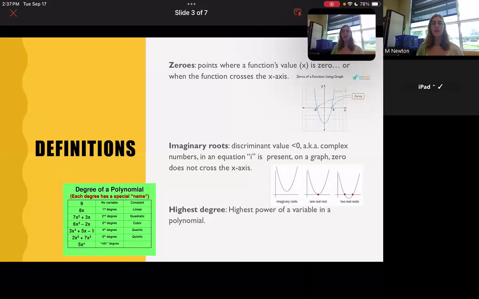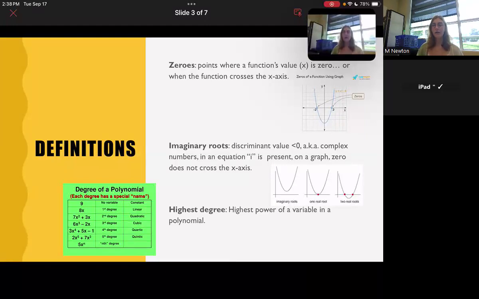And then another term is imaginary roots. Technically, it's a discriminant value that's less than zero, also known as complex numbers. In an equation, this is when an i is present, or on a graph, it's when the zeros do not cross the x-axis. So in the picture there, the first graph shows a couple of imaginary roots because the function doesn't cross the x-axis.